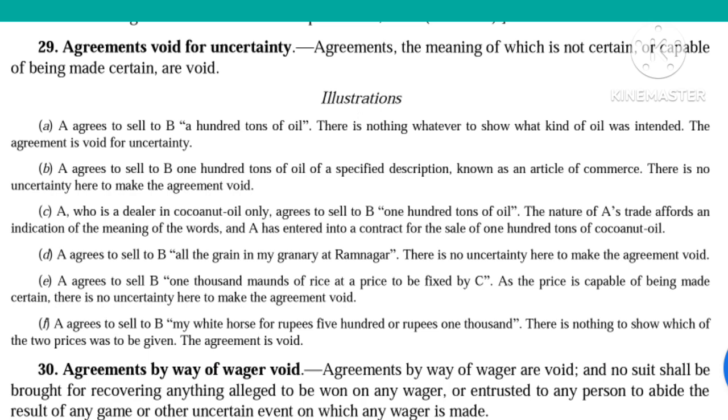Now section 30. Section 30 says agreements by way of wager are void. It goes like this: agreements by way of wager are void, and no suit shall be brought for recovering anything alleged to be won on any wager or entrusted to any person to abide the result of any game or other uncertain event on which any wager is made. So section 30 of the Contract Act clearly mentions that any agreement by way of wager is void.